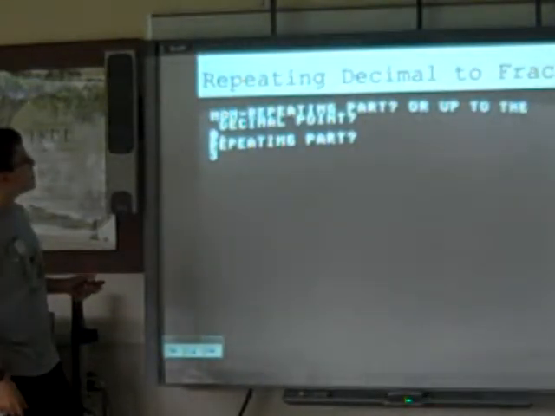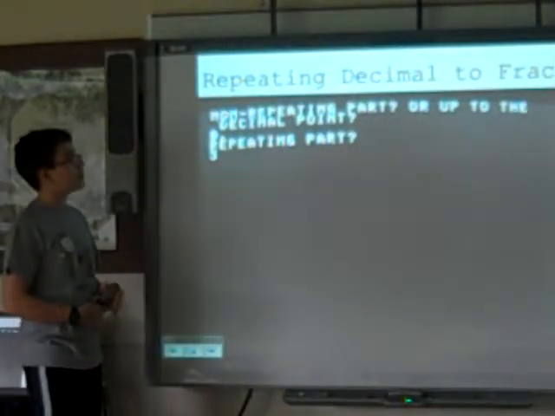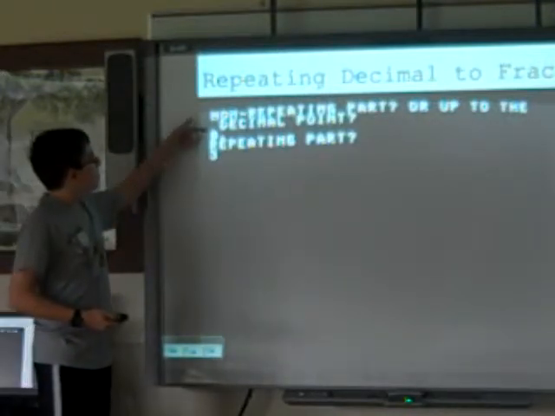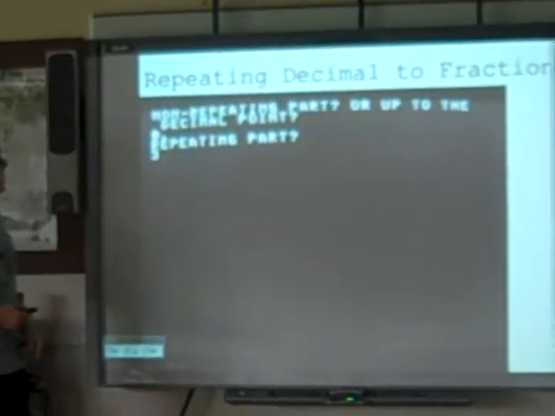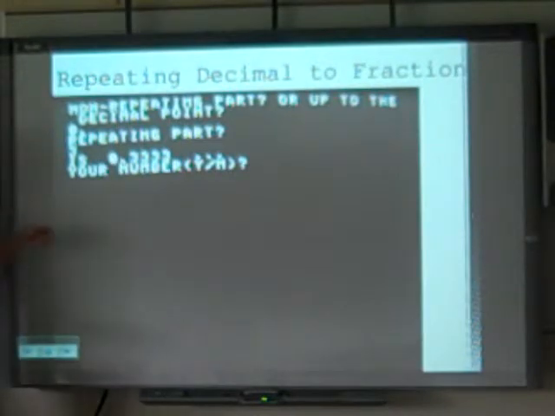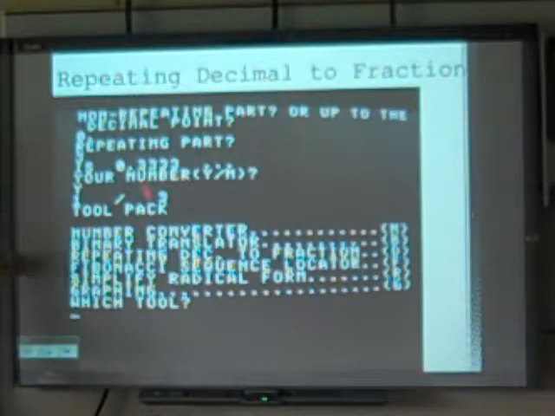So for my next one, it's a repeating decimal to fraction converter. You give the non-repeating part, or up to the decimal point, and then the repeating part, and then it translates it. And then it asks for verification if that's your number, and if it is, then you say yes. And then it converts it to 1/3.